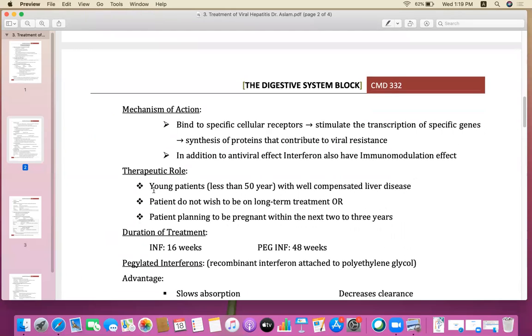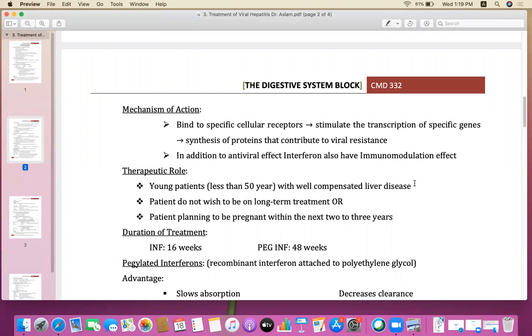What is the therapeutic role of the interferon? It is indicated in young patients, maybe less than 50 years, with well compensated liver disease. If the patient has decompensated liver disease, you cannot prescribe interferon, as it will cause more adverse effects to the liver. So if the patient is less than 50 years and the liver is well compensated, you can give interferon.